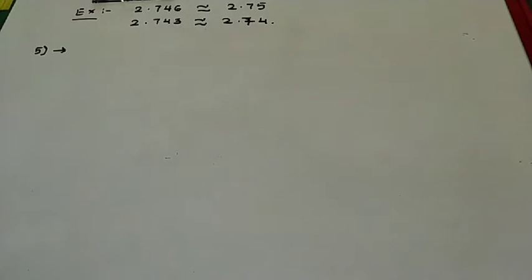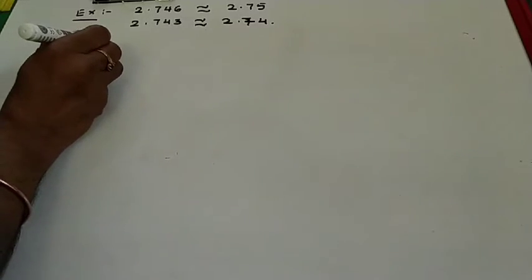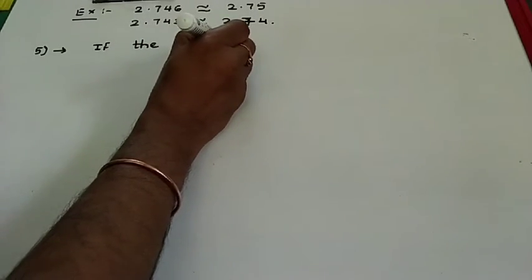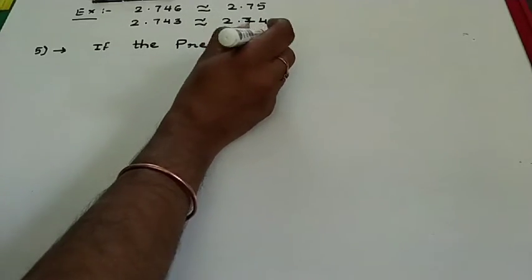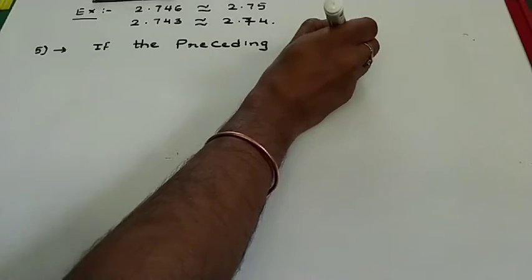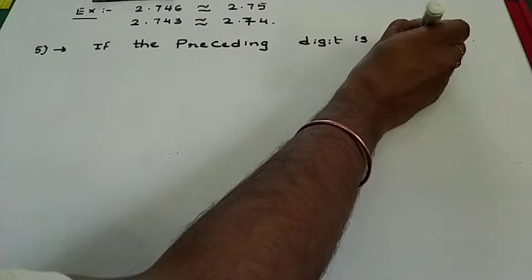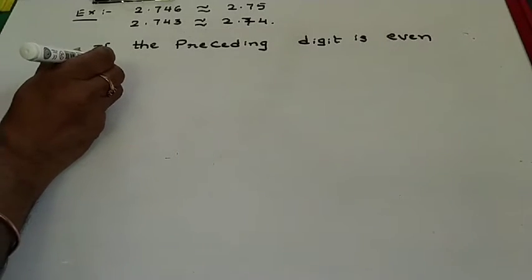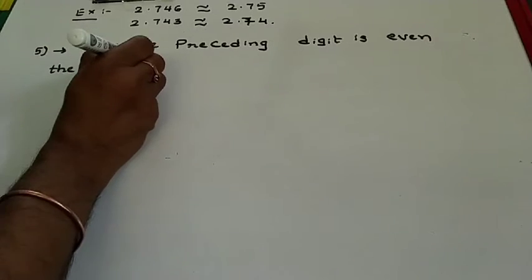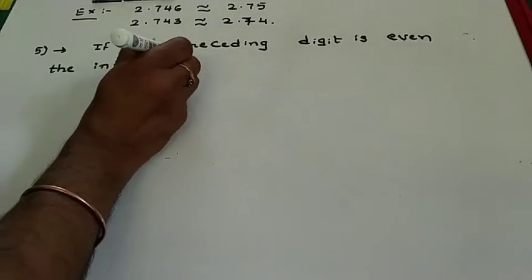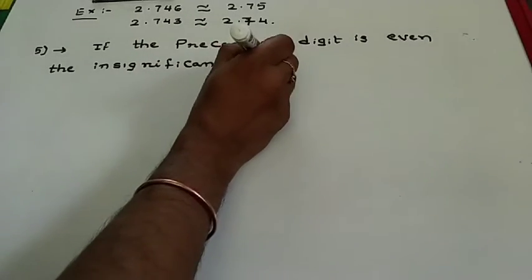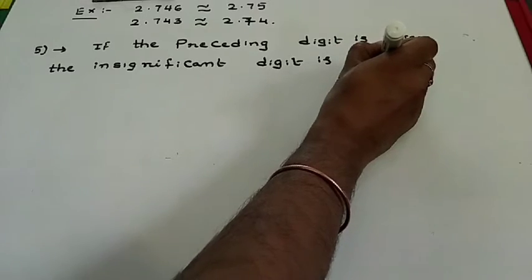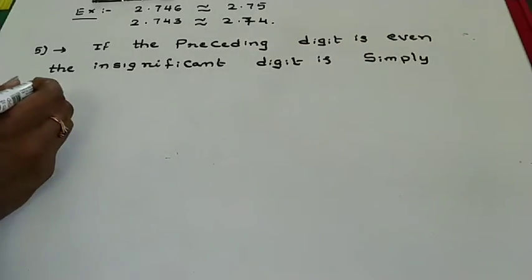Now go for the second point. If the preceding digit is even, the insignificant digit is simply dropped.